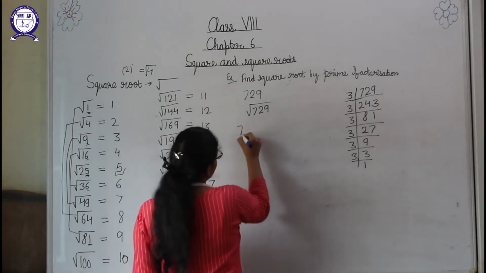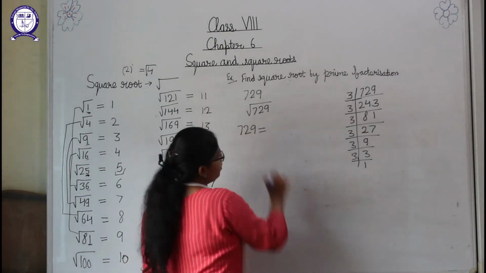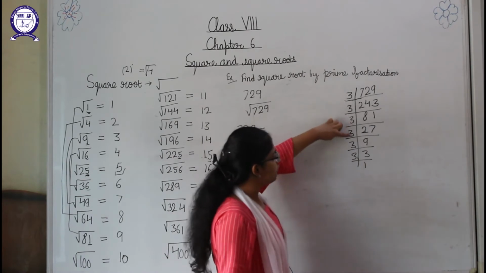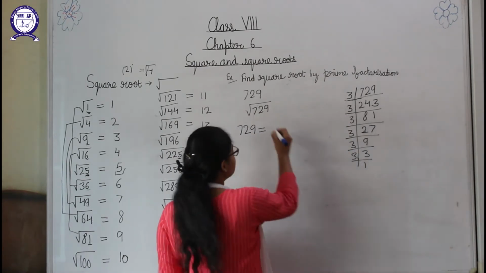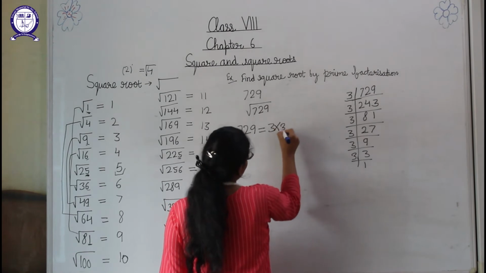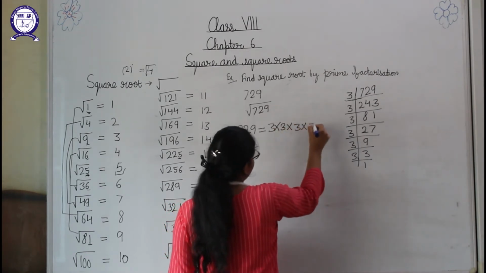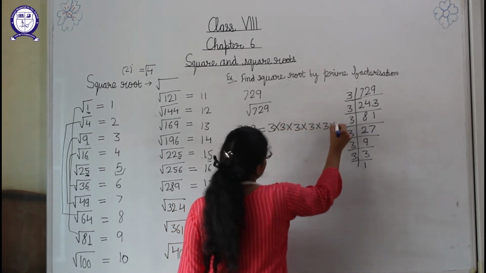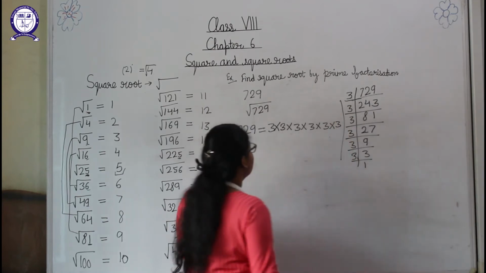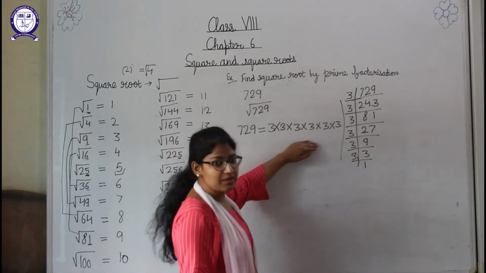So 729 is equal to 3 times 3 times 3 times 3 times 3 times 3, 1 2 3 4 5 6, means here 3 appears 6 times. Okay, we are getting 3 six times here.